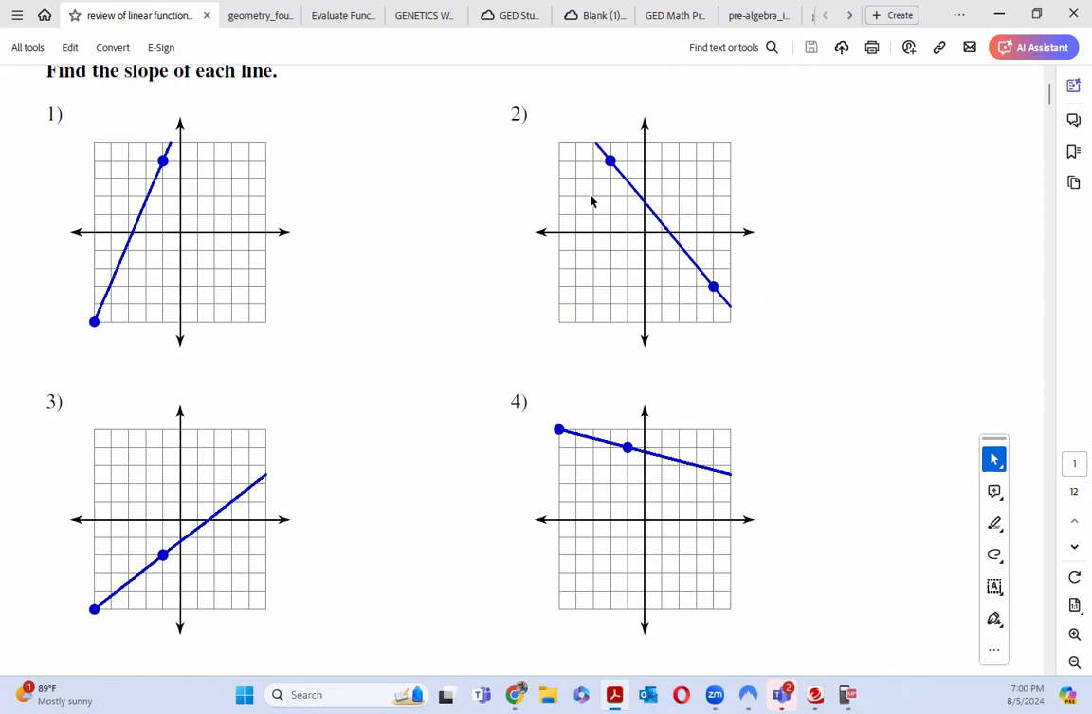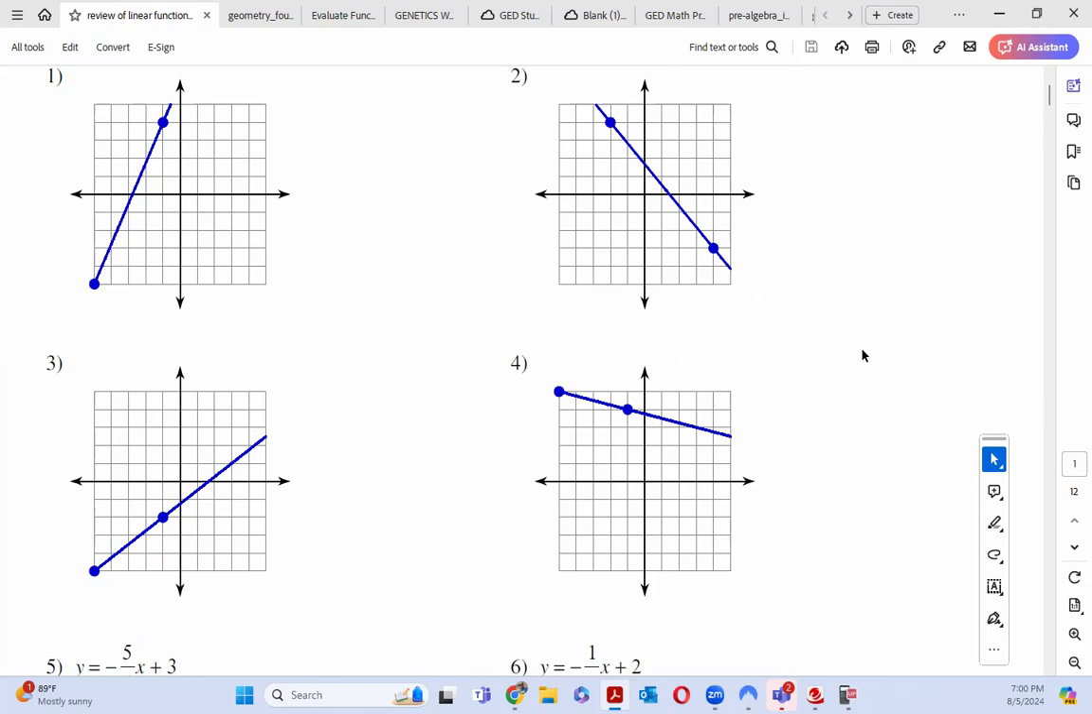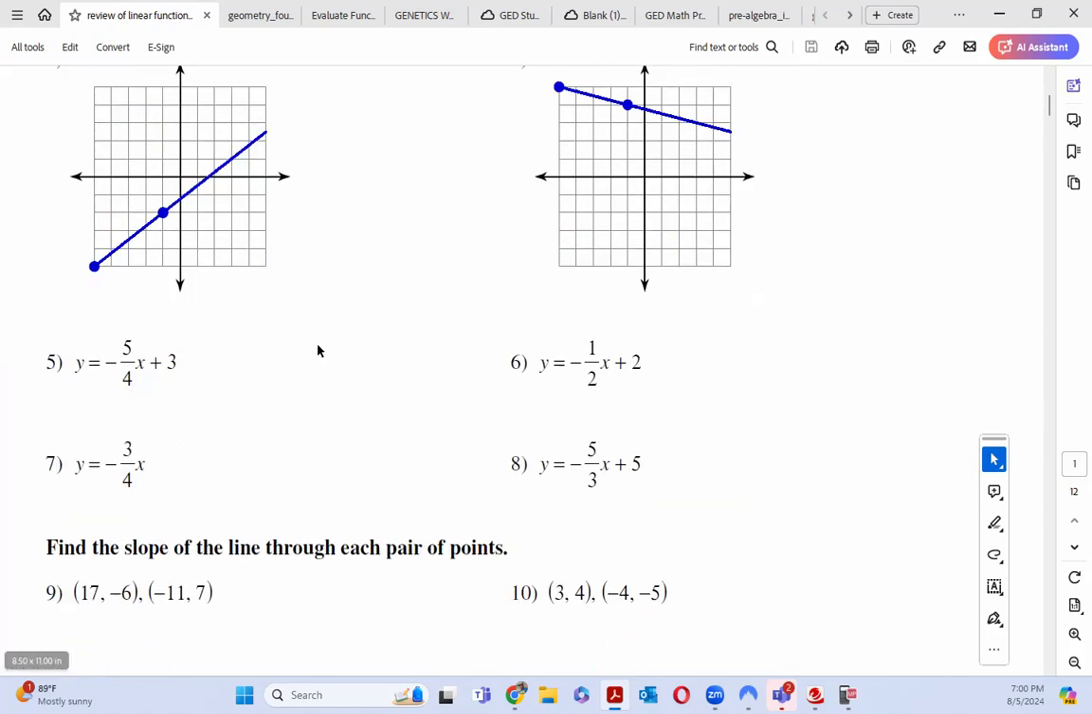So we found positive, negative, positive, negative. We know right away if it's positive or negative. That gets rid of 2. Rise over run is going to give you my slope. I did slope from an equation.